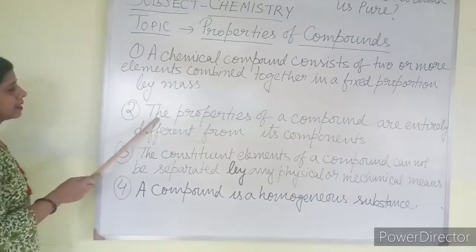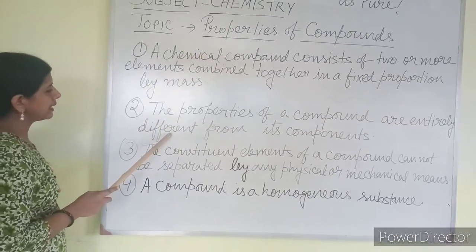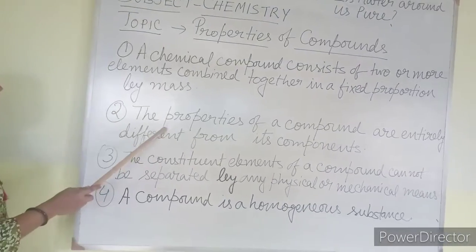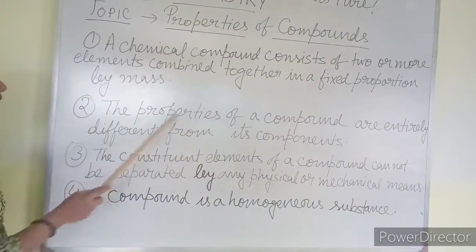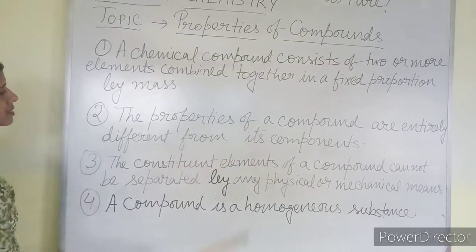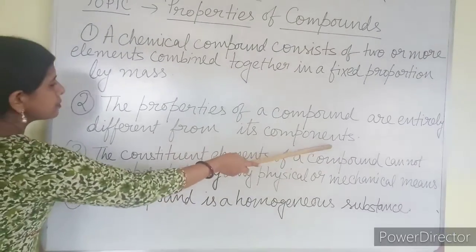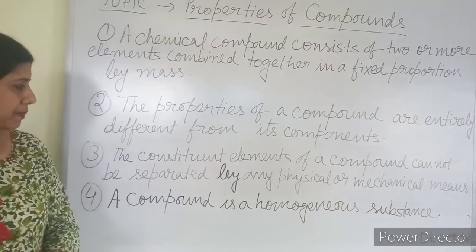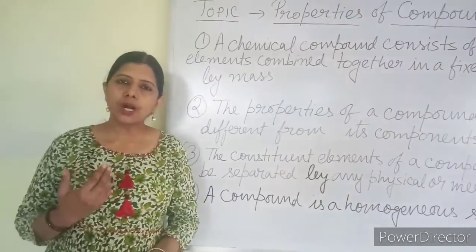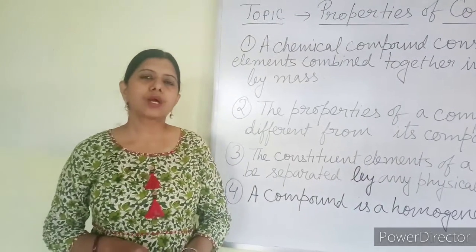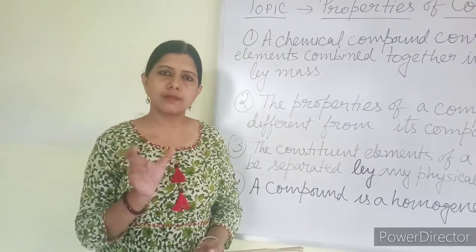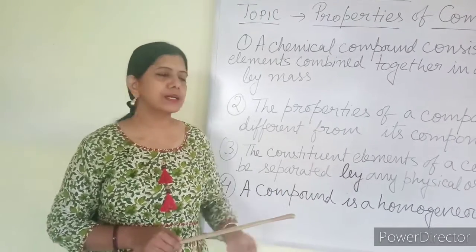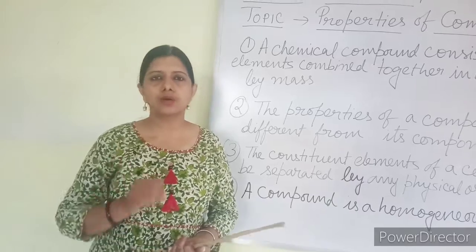Second property: the properties of a compound are entirely different from its components. I am repeating again, the properties of a compound are entirely different from its components. Components means the constituents by which it is made up of. Example, water, again I am taking. Now water is made up of what? Water is the compound and it is made up of hydrogen and oxygen. That means the constituent elements are hydrogen and oxygen.